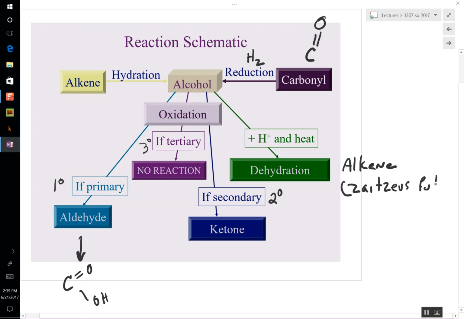I think I'm misspelling his name. Zaitsev. Is that another Z or an S? Oh well. A Z? Two Z's? Zaitsev. S. It's an S. Oh, we can change that. Zaitsev's rule. Okay, so I'm not sure that captured everything, but most of it.